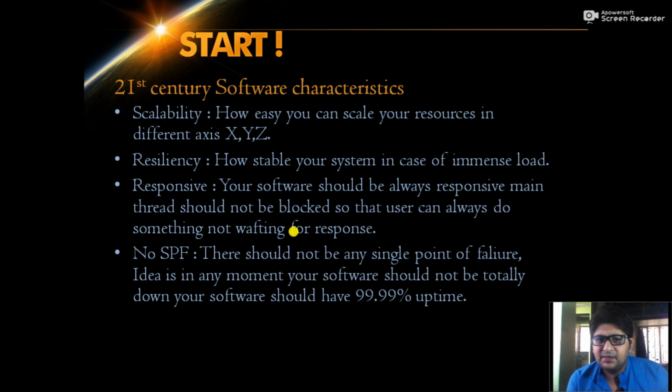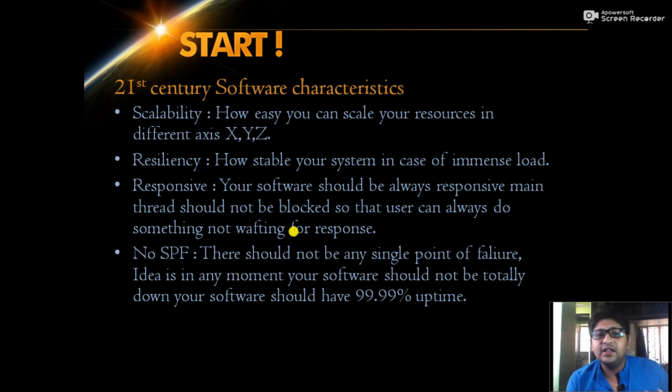The second part is resiliency. Resiliency means how stable your system is in case of an immense load. As I said, on a normal day your software serves 1,000 requests, that is well. But if 2 lakh requests come suddenly, how does your system react? Does it go down, or is it stable enough? What will be the response time of your software? Those are measurable by the resiliency of your software.